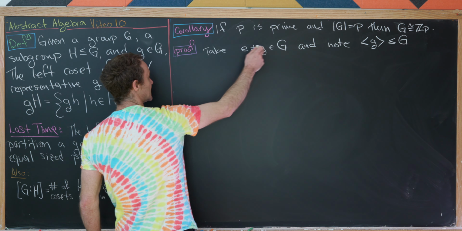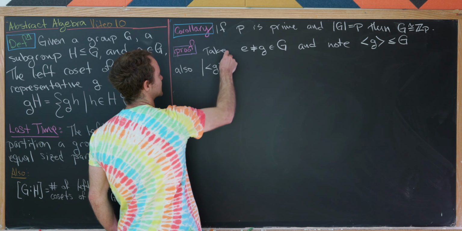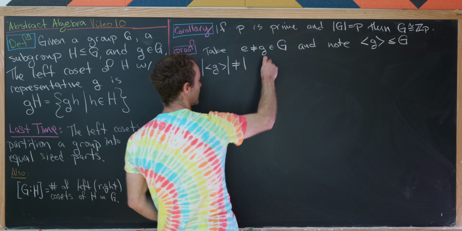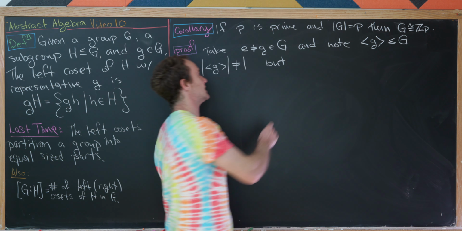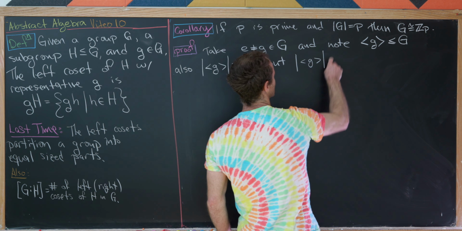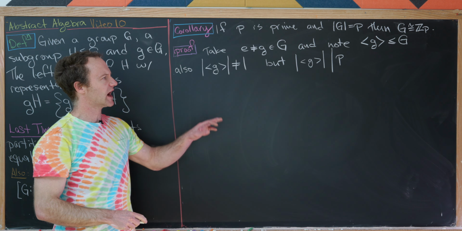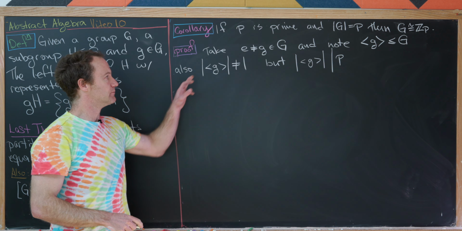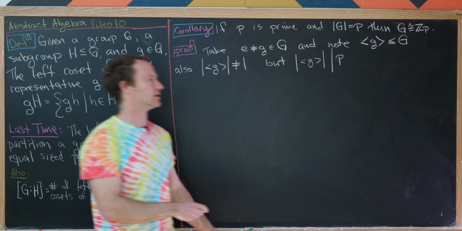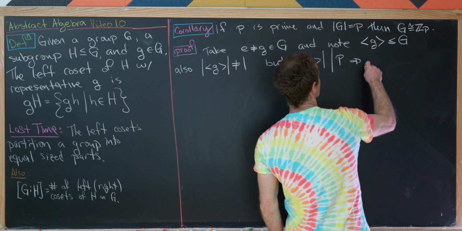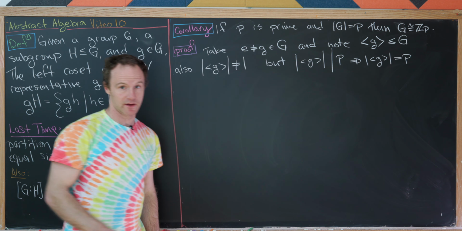But then also, since E is not equal to the identity, we know that the order of this cyclic subgroup is not equal to 1, but since it's a subgroup of the whole group, we know that the order of this cyclic subgroup divides the order of the whole group, which is P. But we've got a number that divides a prime, but is not equal to 1. But primes only have two divisors, 1 and themselves. So that means that this number, which is the order of this cyclic subgroup, is equal to the prime.